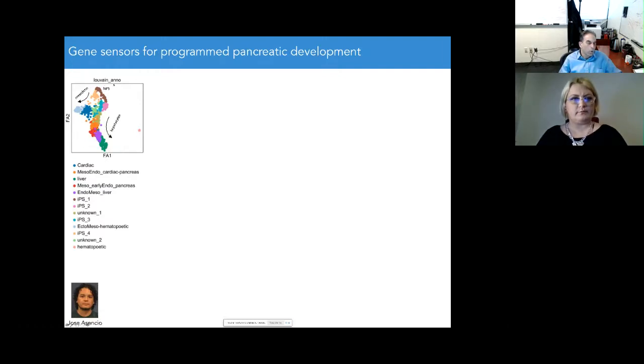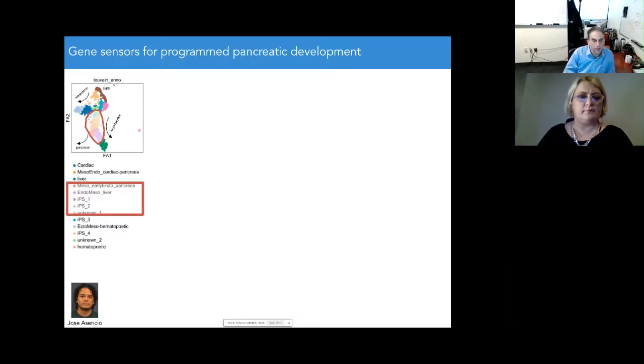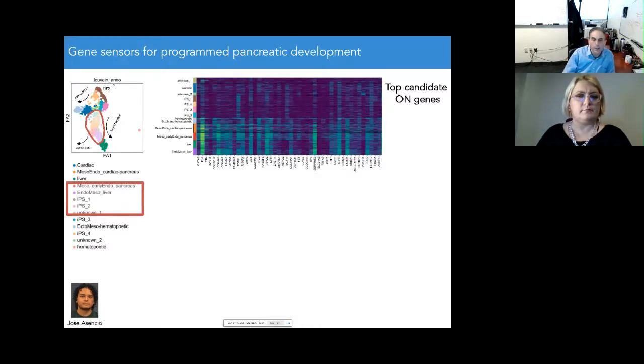And so what we've been able to do, and this is work by Jose, former postdoc in the lab, is ask the question, can we find genes that specifically turn on in the endoderm but not the mesoderm, and would allow us to then create this if-then statement. So if endoderm, then activate gene expression that will drive the cell towards the pancreatic lineage. And so this is data that he's been able to show.